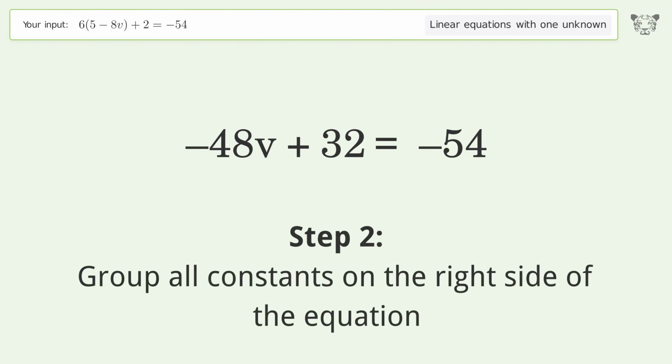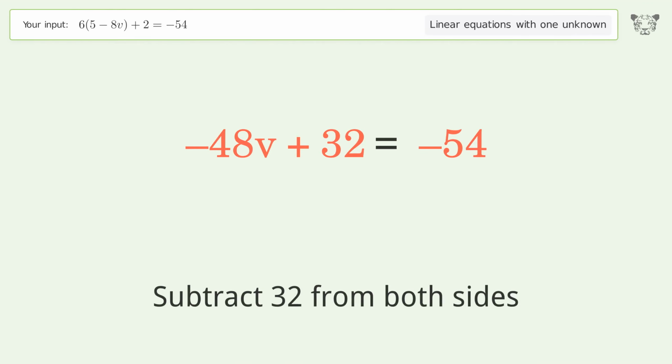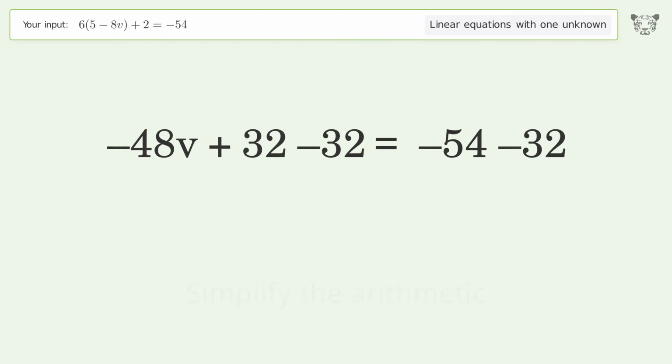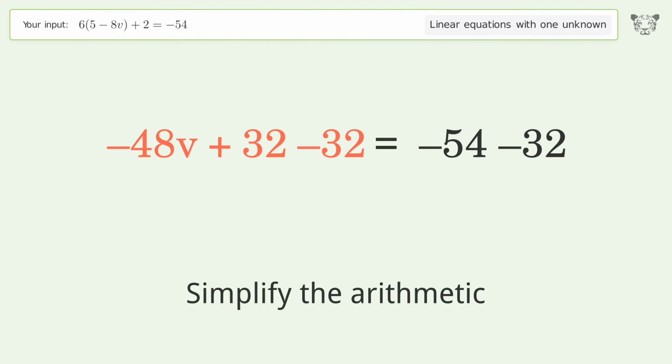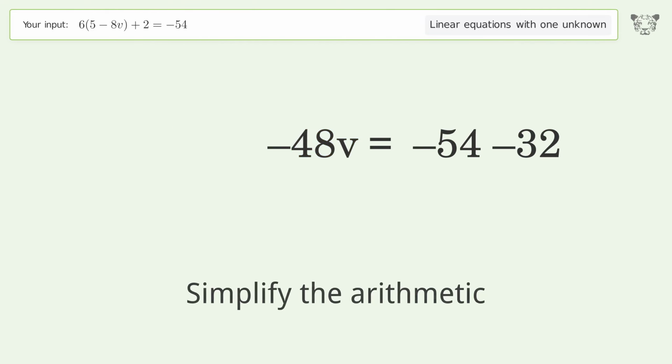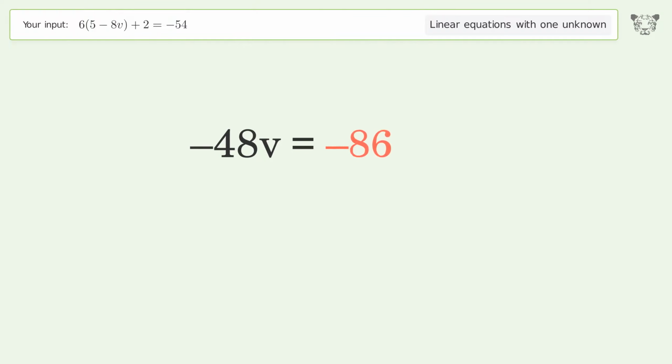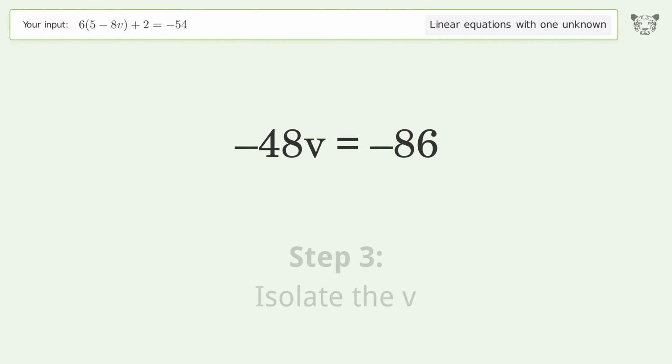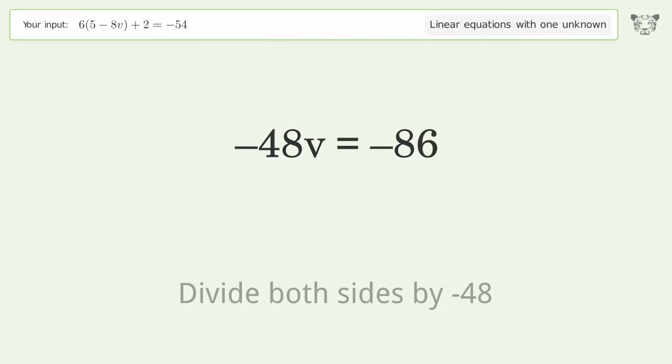Group all constants on the right side of the equation. Subtract 32 from both sides. Simplify the arithmetic. Isolate the v. Divide both sides by -48.